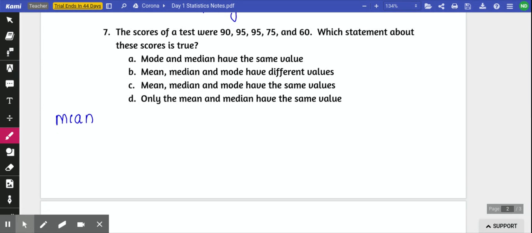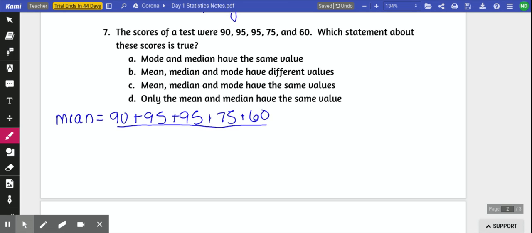Okay, and then again, in order to find my mean, I have to take all my scores, add them together, and then divide by the number of scores that I have, which in this case would be 5. So when I add up all those test scores, we should get 415, and I'm dividing by 5, which gives me a mean of 83.